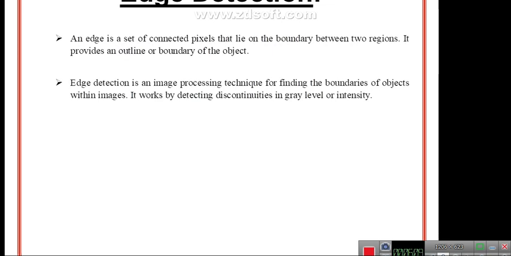Then edge detection. An edge is a set of connected pixels that lie on the boundary between two regions. It provides an outline or boundary of the object. Edge detection is an image processing technique for finding the boundary of objects within the image. It works by detecting discontinuities in gray level or intensity.